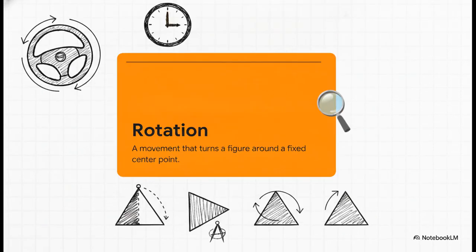Let's keep that energy high, because tool number 2 is honestly just as important. This is a rotation. A rotation is a movement that turns a figure around a fixed center point. Imagine turning a steering wheel on a car or the hand sweeping around a clock. You can rotate a shape 90 degrees, 180 degrees, or really any amount. But the size and the internal shape, they remain perfectly intact.